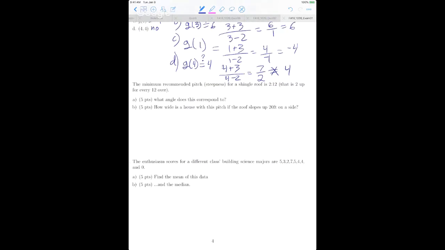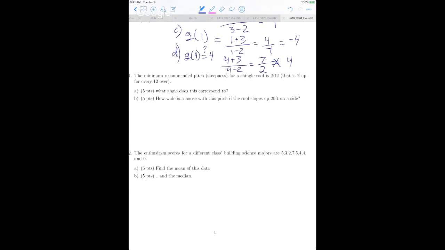Yeah, all right. Recommended pitch steepness for a shingle roof is 2 to 12. So that means 2 up, 12 over. All right, so we got a picture, right? So it did happen. All right, that's good. The most uncomfortable thing I write on papers is "pictures or it didn't happen," but it's very important to draw pictures for trig.